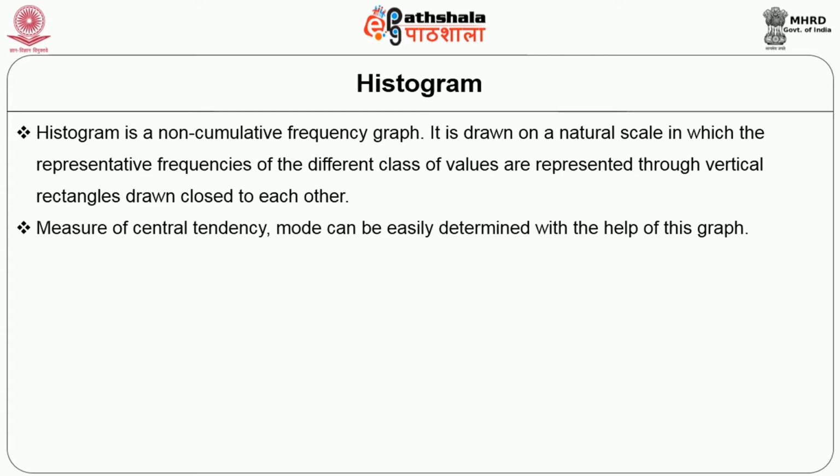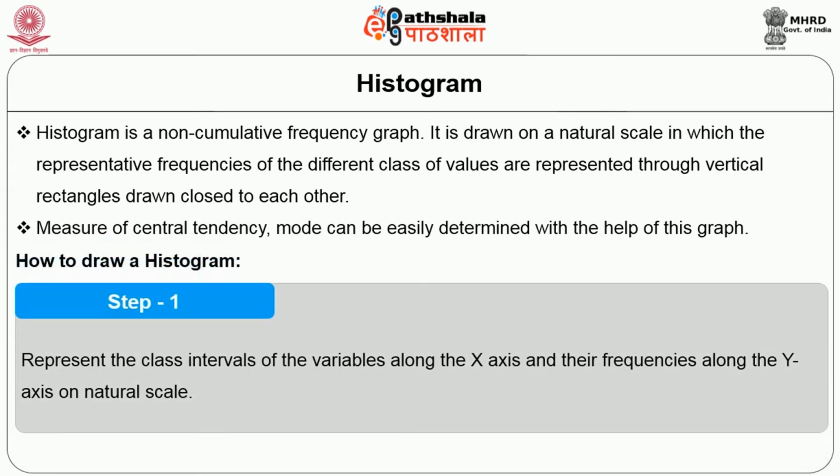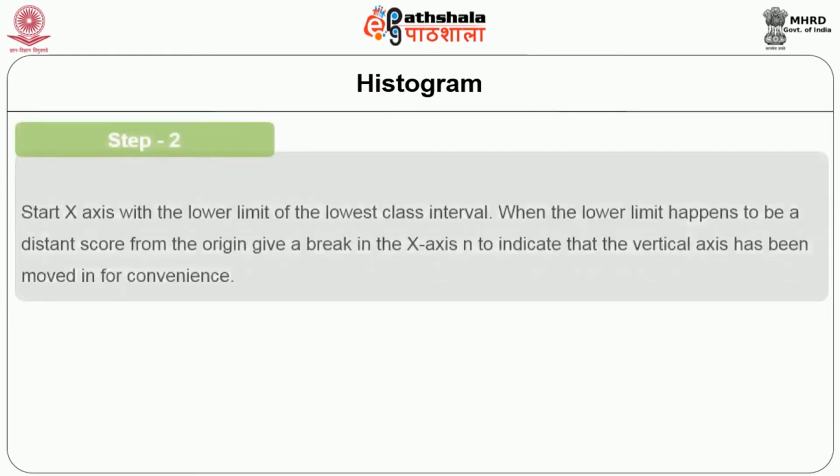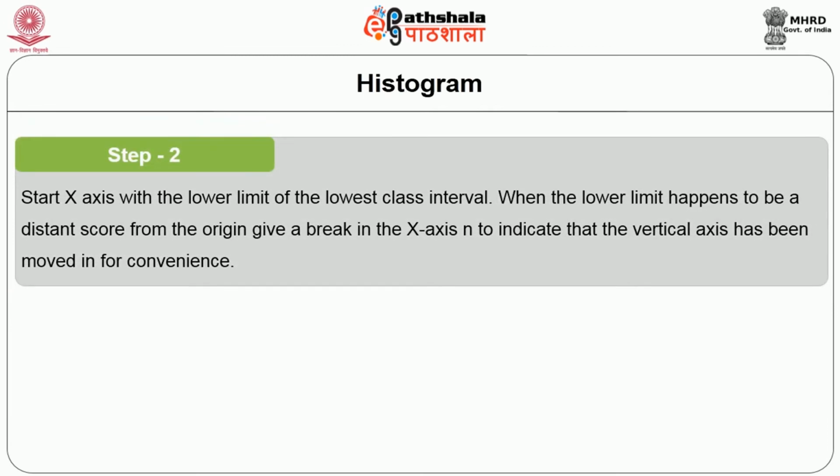Dear students, we can have a step-by-step look at the procedure followed for drawing a histogram. Step 1. Represent the class intervals of the variables along the x-axis and their frequencies along the y-axis on a natural scale. Step 2. Start the x-axis with the lower limit of the lowest class interval. When the lower limit happens to be a distinct score from the origin, give a break in the x-axis, that is, a kink, to indicate that the vertical axis has been moved in for convenience.